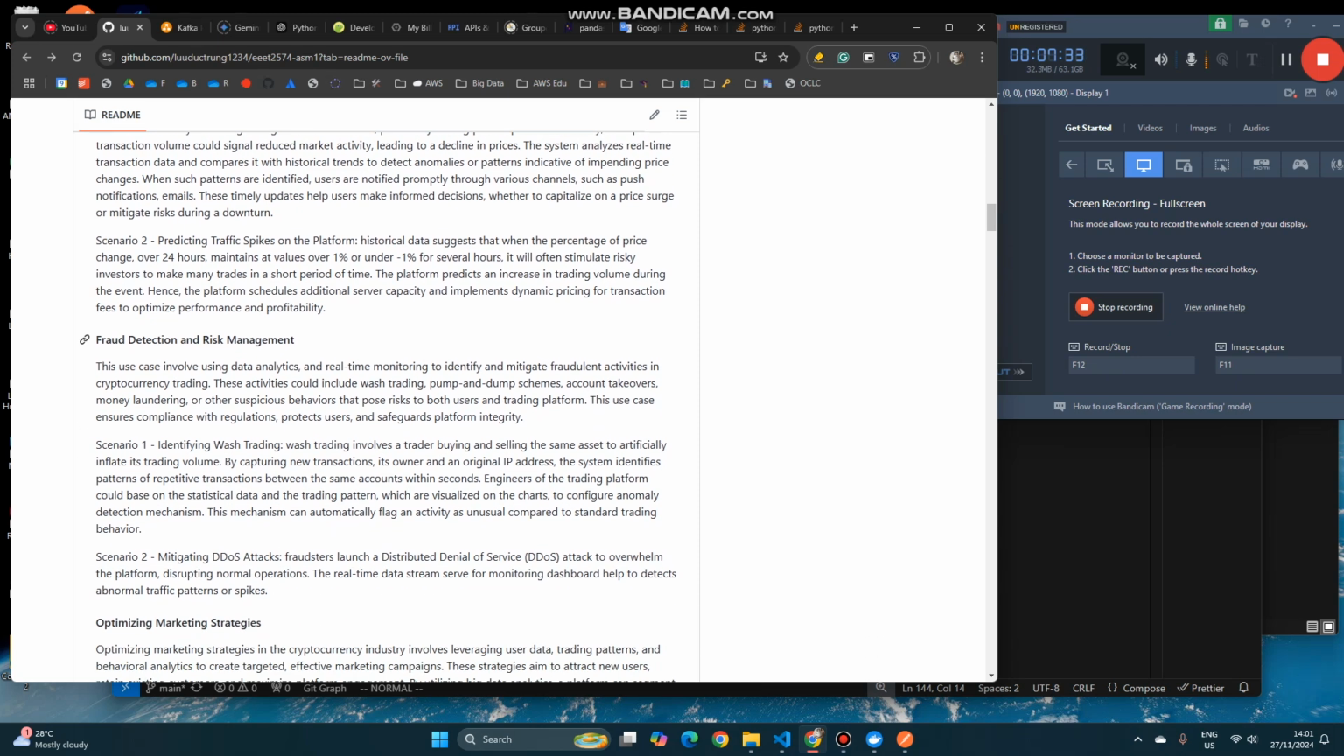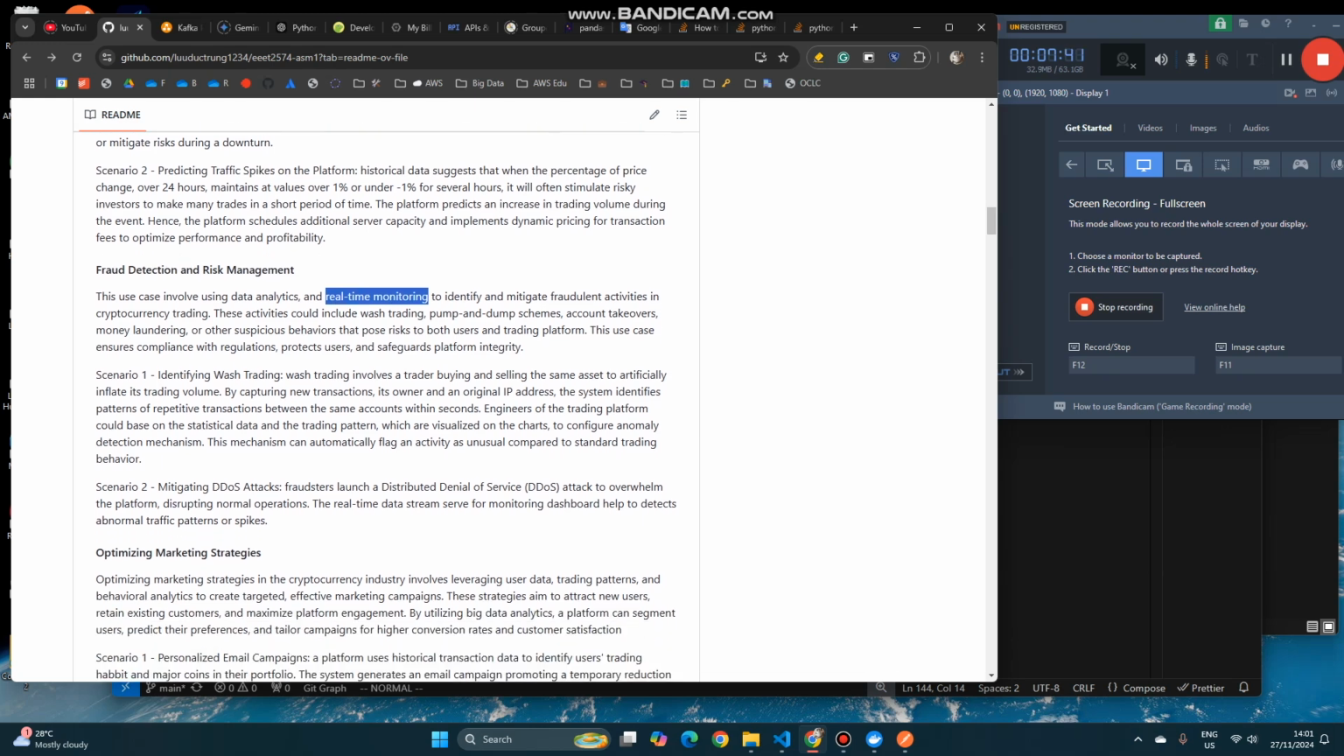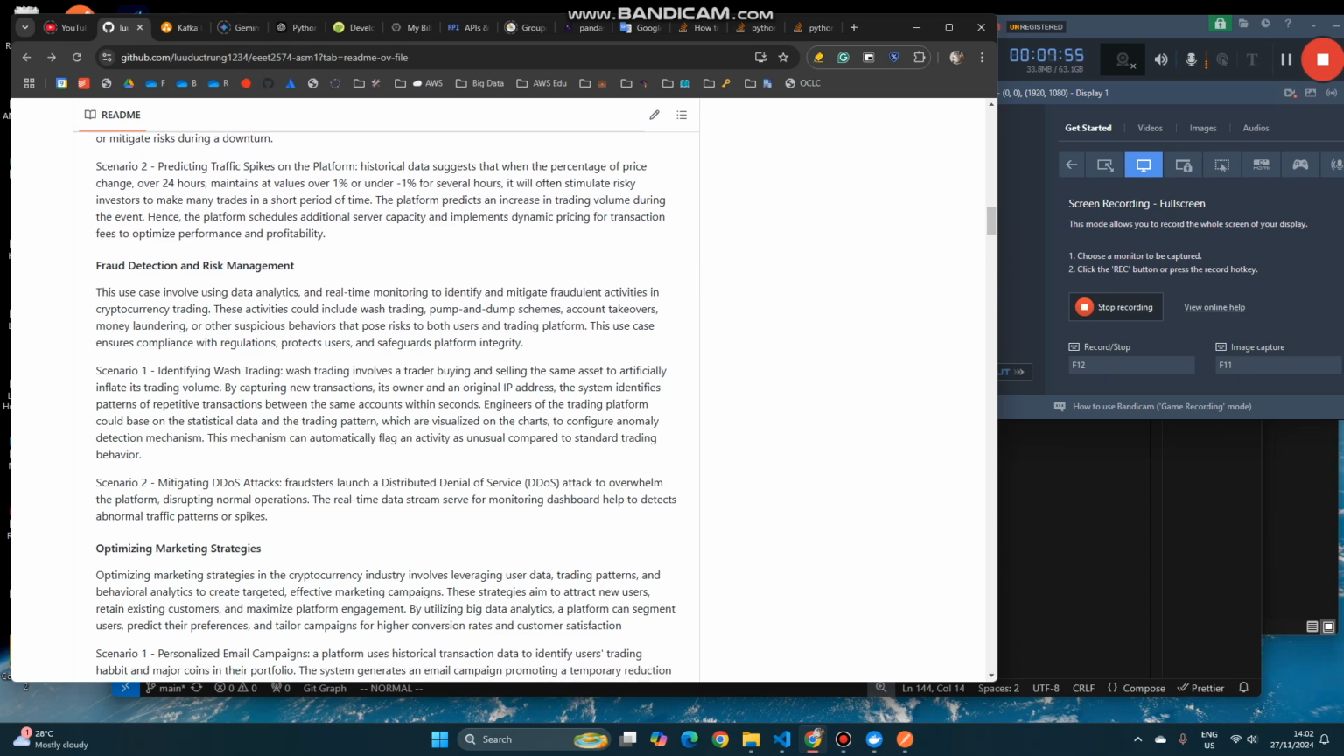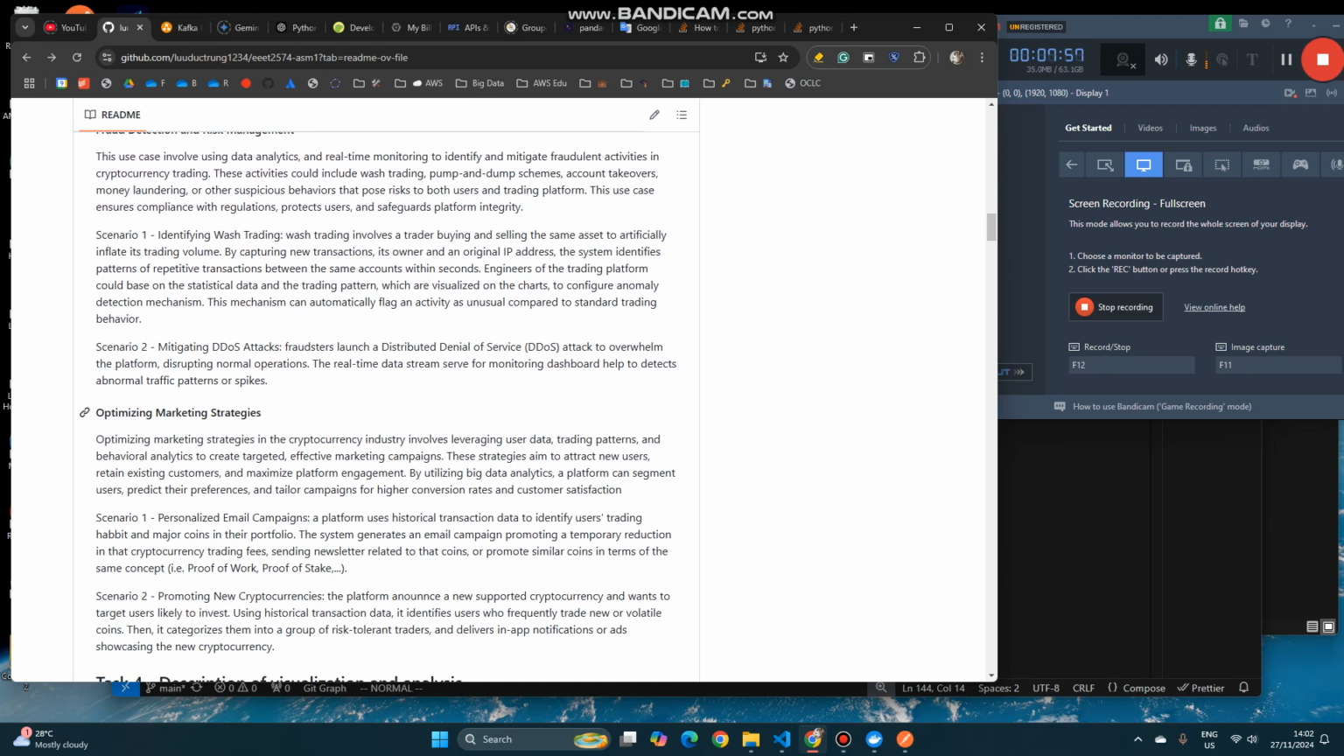The next use case is about fraud detection. With the real-time data monitoring, we can identify the account who is doing the wash trading, and also identify when the DDoS attack is happening to mitigate that attack. And the final thing is about the optimization of the market strategies.